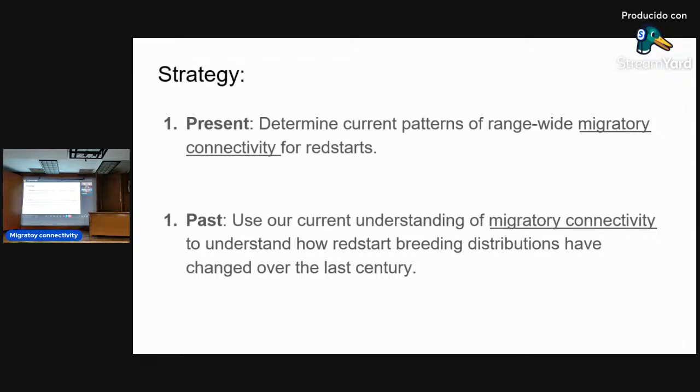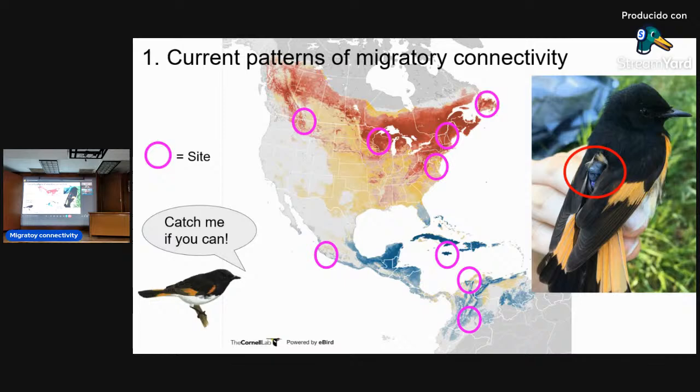This is the strategy I just talked about, where we basically need to understand the present so we can understand the past. And so to start off, I needed to understand range-wide patterns of migratory connectivity for redstarts. And luckily, going into this project, we already had the information on isotopes, and we also had information on genetics. So those are the 2 examples I showed for the intrinsic markers of understanding migratory connectivity. And really the last piece missing is range-wide information from tracking technology.